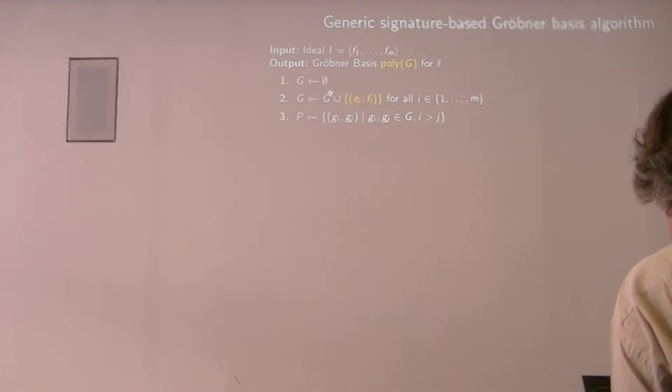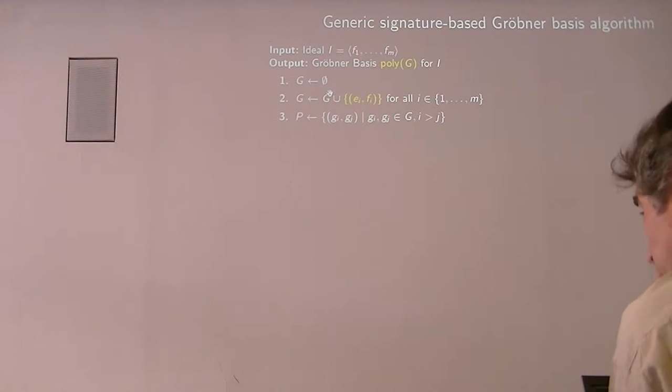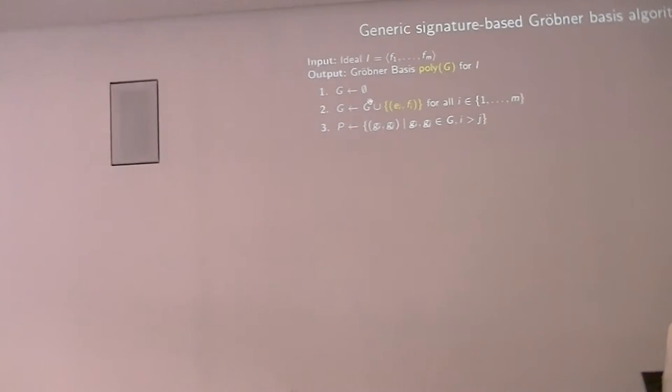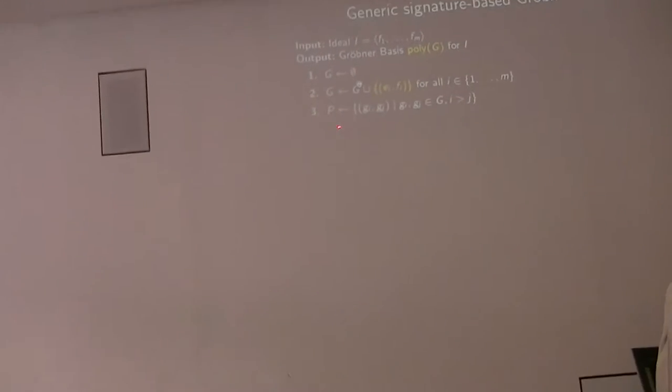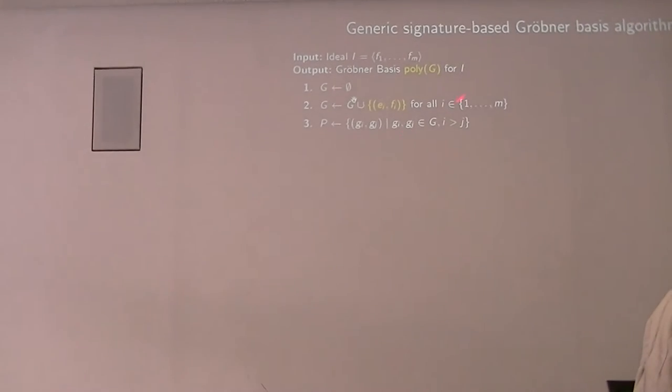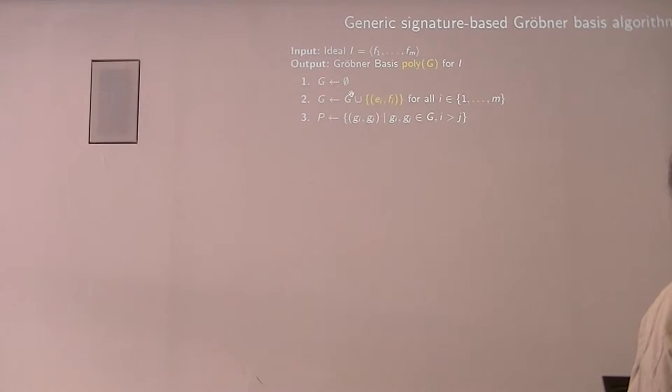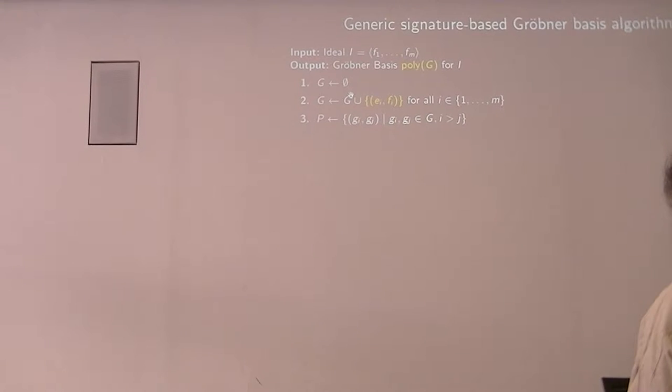Those are my initial elements. And if I'm talking about the poly of G, then in the end, I just mean the set of all those polynomials, so I cut out all the signatures at the end. Because at the end I want to get a Gröbner basis, so I want to get a polynomial set. So I just cut out all the Ei's, all the signatures. This is what I always mean by poly. And next, as usual, I build a pair set of all of the pairs of such elements in G. And of course I can make this restriction here, i is greater than j, otherwise I would end up with doubles or elements which are just differences between my unit vectors.